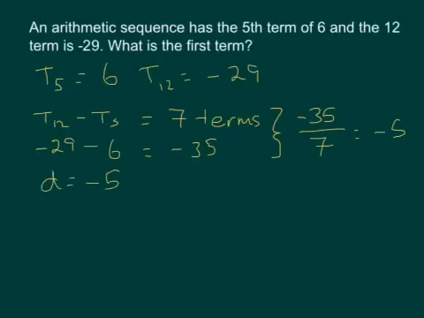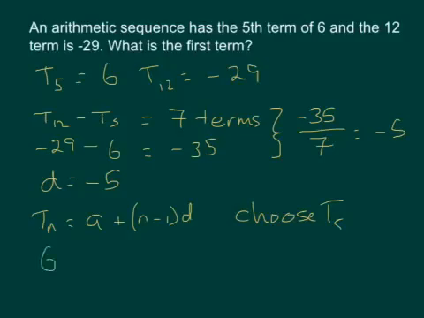So now what we can do is using our formula, t of n is equal to a plus n minus 1 times d, we can work out what the first term, which is a. But to do that, we need to choose one of these terms, either the fifth term or the 12th term. Let's choose the fifth term to go into this equation. Now the t of 5 is equal to 6. So we substitute that into our equation.